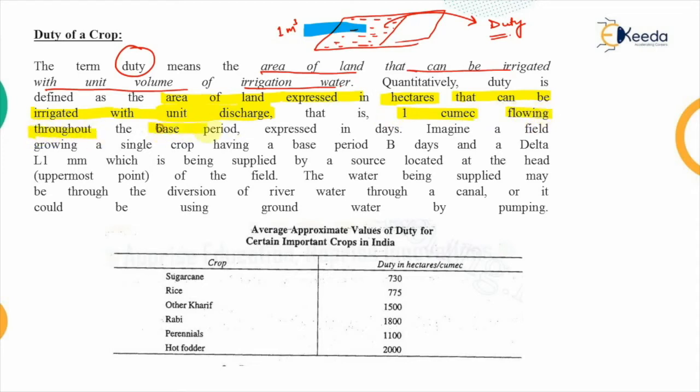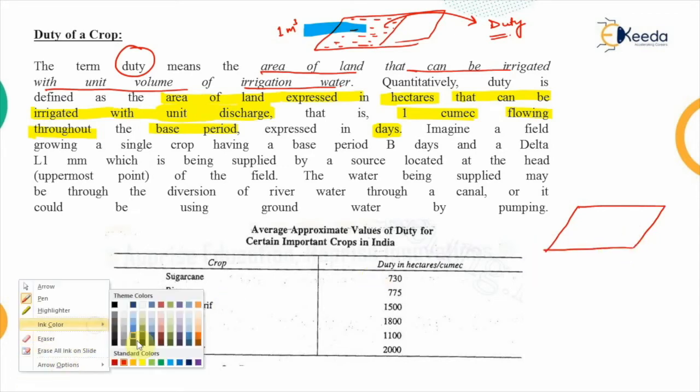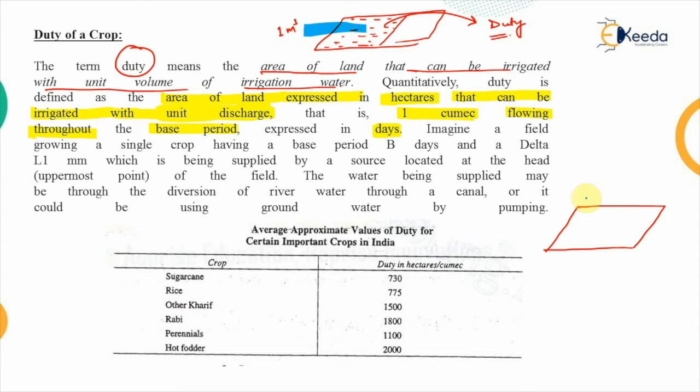That means when the crop is to be fully matured, throughout its growth period the water will be supplied, and that value will be equal to 1 cubic meter per second, and the base period is expressed in number of days. Now let's assume that there is one field having a certain area over which only one type of crop was grown. Let's say the crop grown was rice.